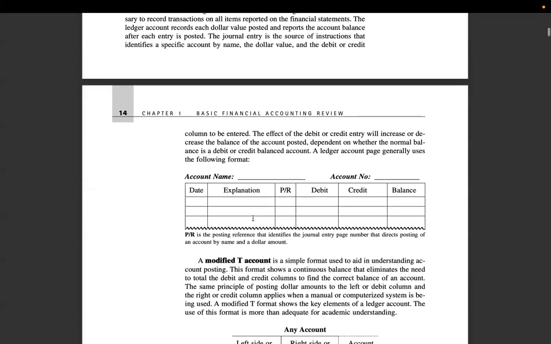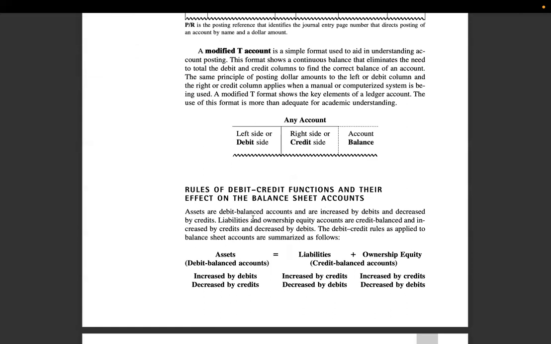Next one. Okay, let's see. A modified T account is a simple format used to aid in understanding account posting. This format shows a continuous balance that eliminates the need to total the debit and credit columns to find the correct balance of an account. The same principle of posting dollar amounts to the left or debit column and the right or credit column applies when a manual or computerized system is being used. A modified T format shows the key elements of a ledger account. The use of this format is more than adequate for academic understanding.